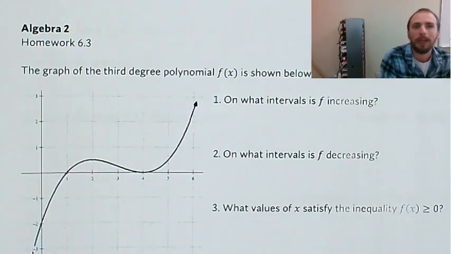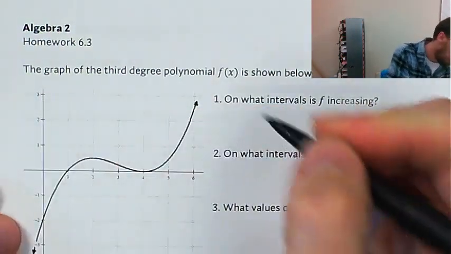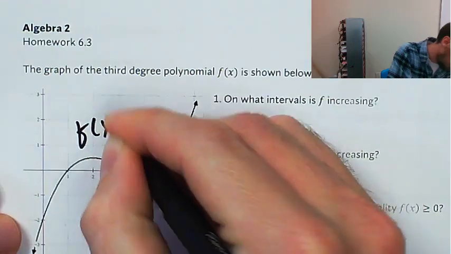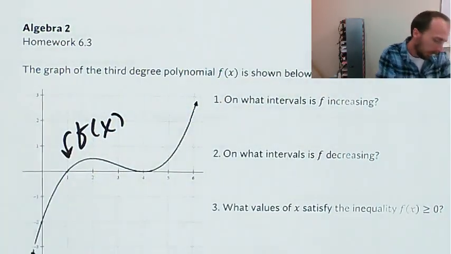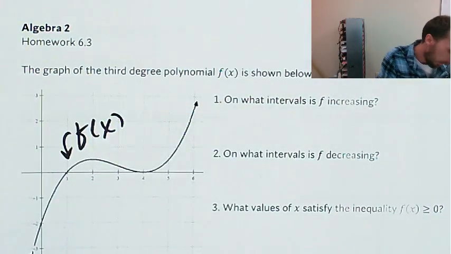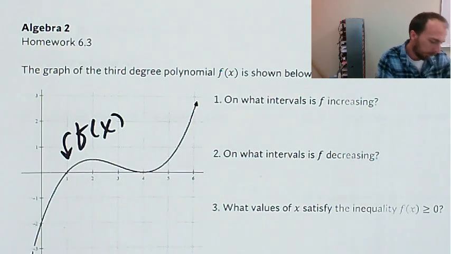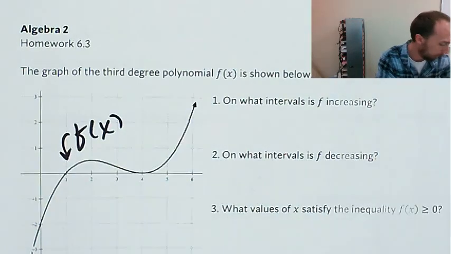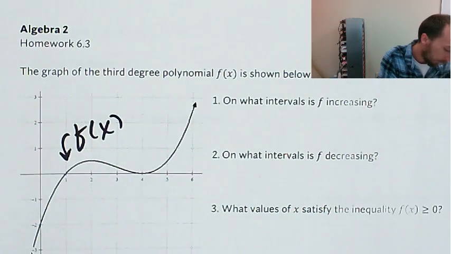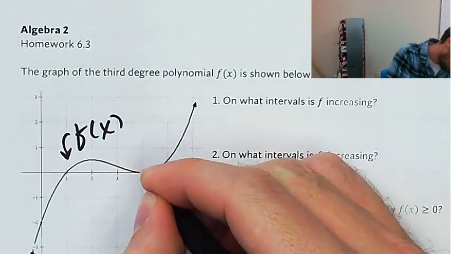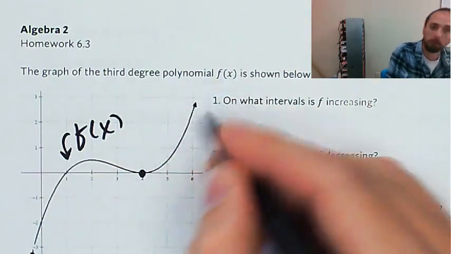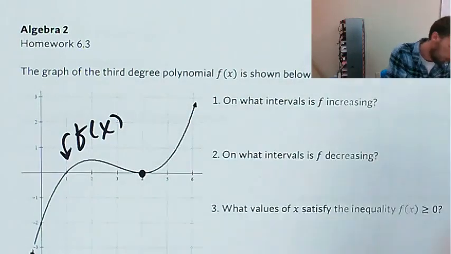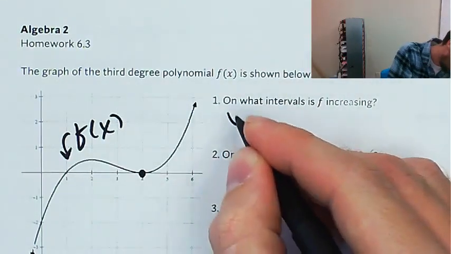So for the first problem, it's talking about, here's the graph of a third-degree polynomial. So this is the graph of f of x. And on what intervals is f increasing? I guess it said third degree, so we know that it's not going to turn back around or anything outside of our field of view. So on what intervals is f increasing? I can see it increasing over here. Definitely looks like an increasing situation when x is bigger than 4.